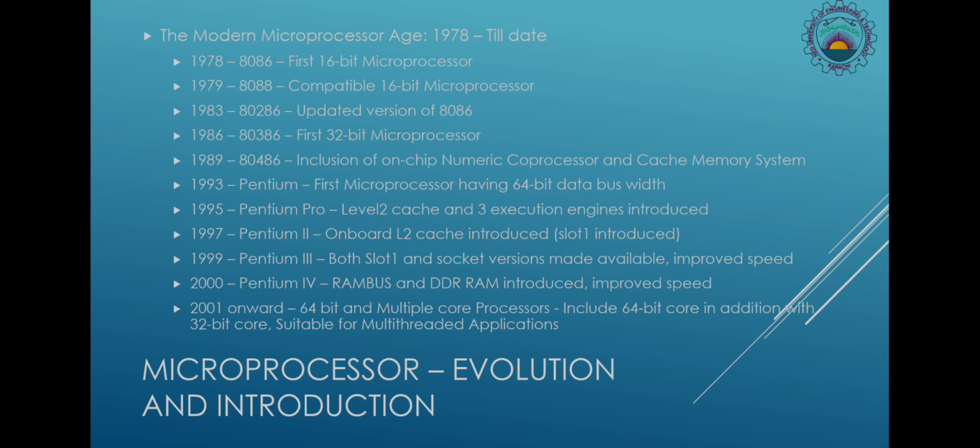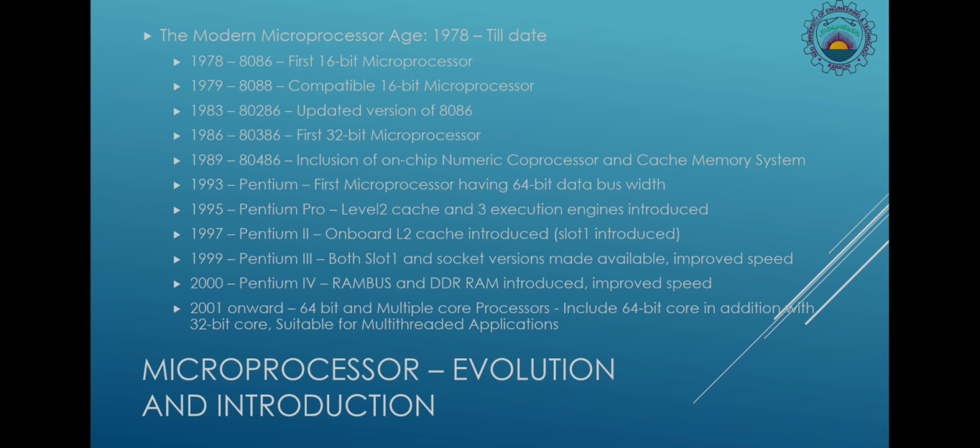Then in 1983, Intel introduced 80286, the updated version of 8086. Then in 1986, the first 32-bit microprocessor, 80386, was introduced. Then 486 was introduced in 1989.